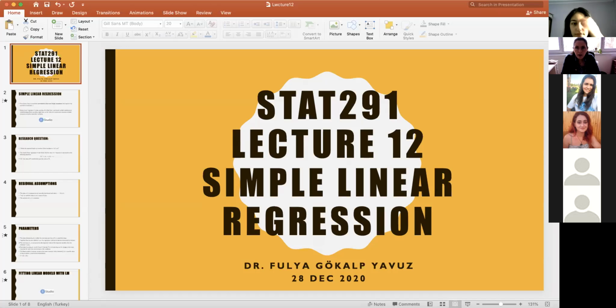So today I'm going to talk about the residual assumptions and the parameters, and we will fit a linear regression by using the lm function in R. And we are going to talk about statistical inference, and then the regression coefficient significance test. And if you are lucky enough, today we will try to cover predictions in linear regression, okay?